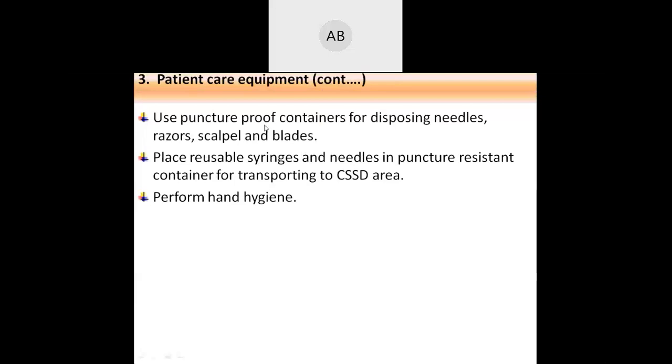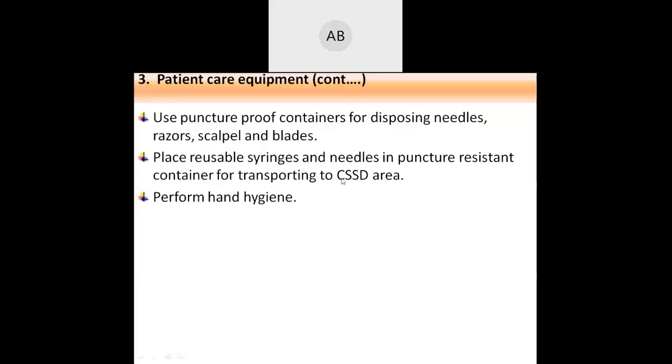So there are some white cans usually available. They are easily accessible in the hospital. Usually you can place these in the puncture proof containers. Then place reusable syringes and needles in a puncture resistant container for transporting to the CSSD, that is Central Sterile Supply Department. But always see that HIV patients' syringes and needles should not be mixed.